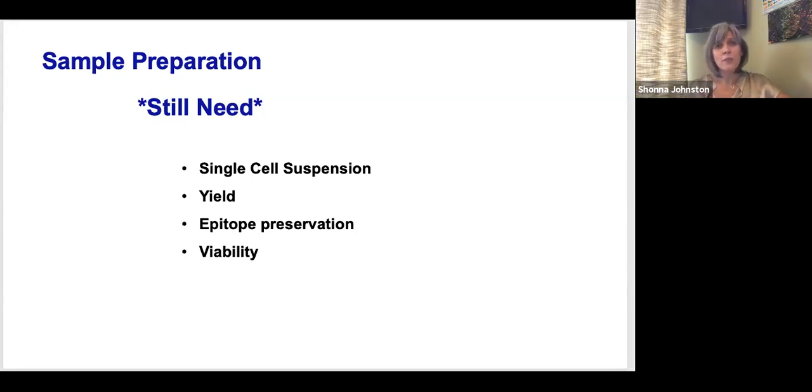So again, that's really important to make sure that you're getting decent yield of the cells of interest. It's incredibly important to make sure that you are preserving your epitopes and that you're not losing them during your protocol. And again, viability, massively important.